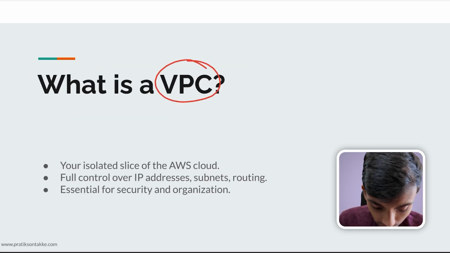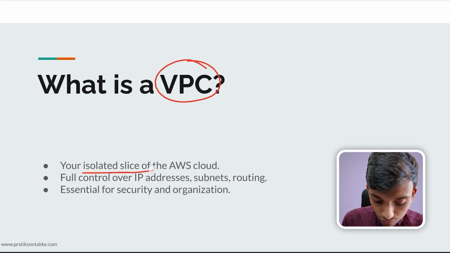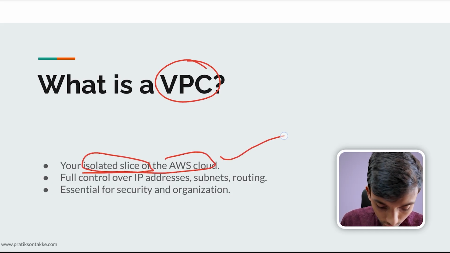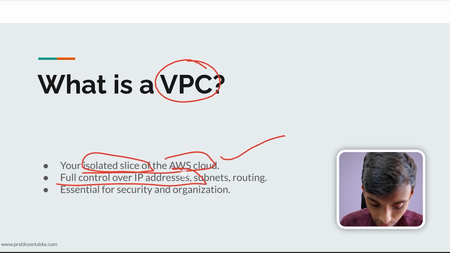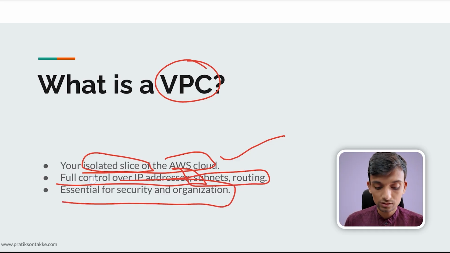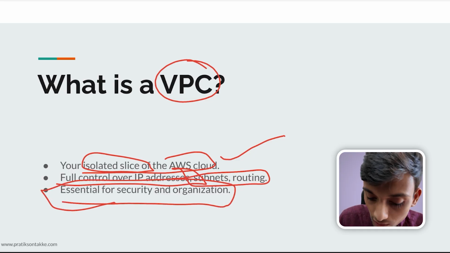I am going to explain some terminologies here. It is your isolated slice of the AWS cloud. If you don't know anything about it, it's okay. Full control over IP addresses, subnets and routing. Essential for security and organization.